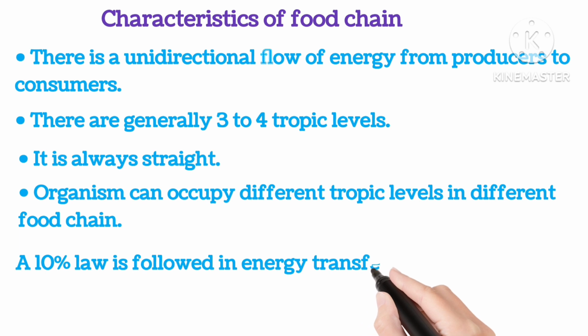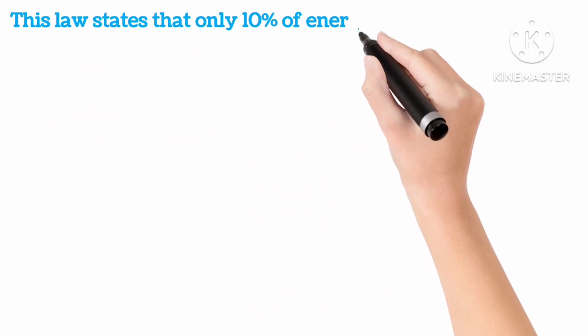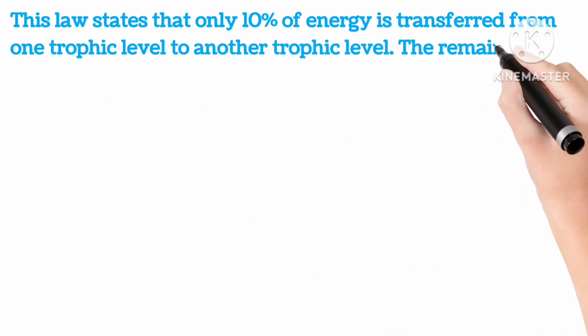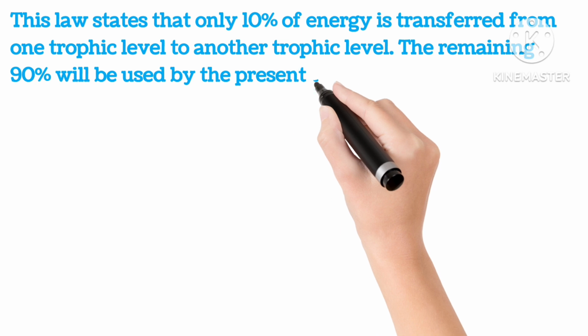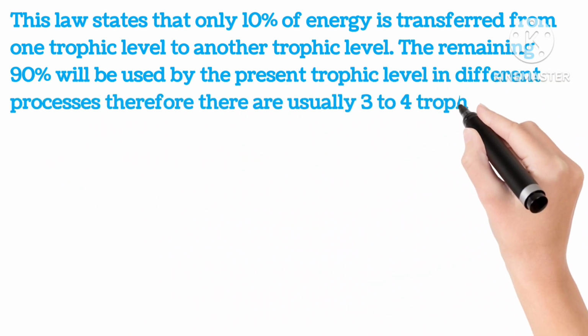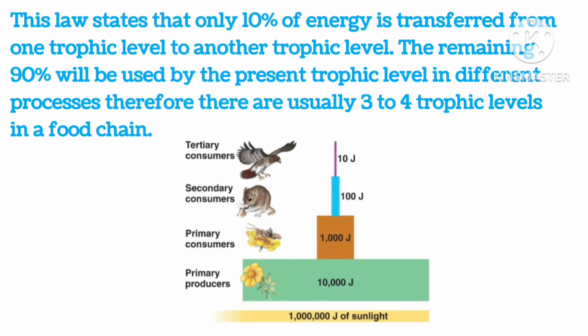A 10% law is followed in the energy transfer, which is given by Raymond Lindeman. This law states that only 10% of energy is transferred from one trophic level to another trophic level. The remaining 90% will be used by the present trophic level in different processes, and therefore there are usually 3 to 4 trophic levels in a food chain. As you can see here, how the 10% energy is transferred to the next trophic levels.